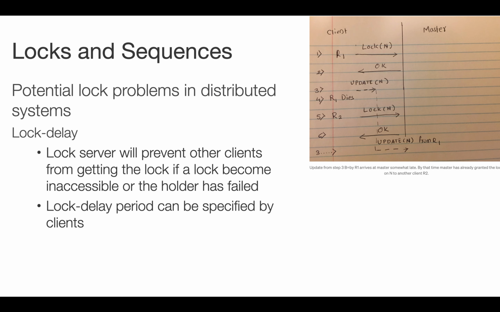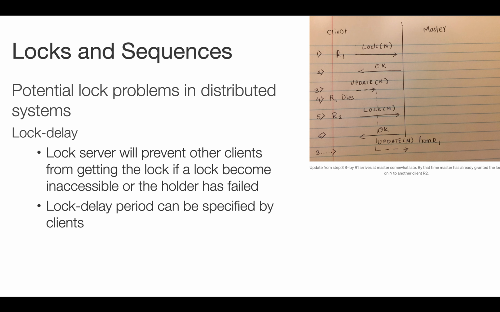Now we're going to talk about locks and sequencers. Each Chubby node acts as a reader-writer lock. We're going to look at an example of a potential lock problem in distributed systems. In the diagram on the top right, we have a client R1 sending lock n to a master, and the master responds back with OK. Then it sends the update, but then R1 dies.